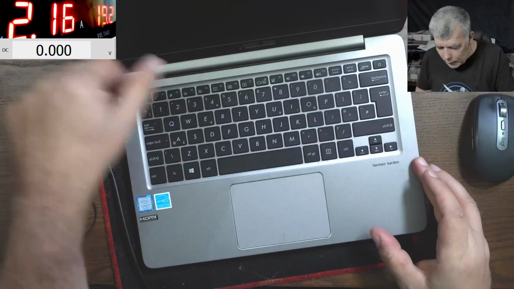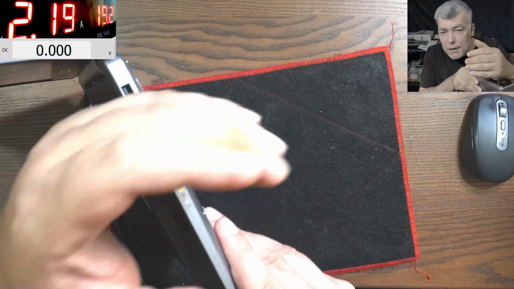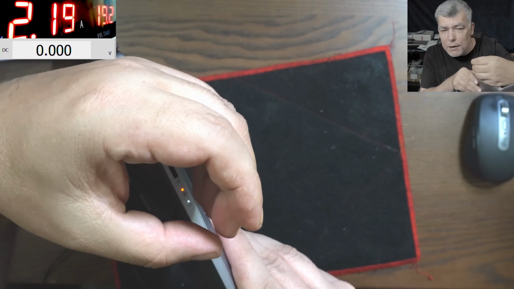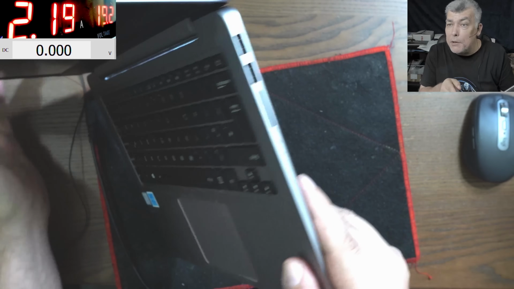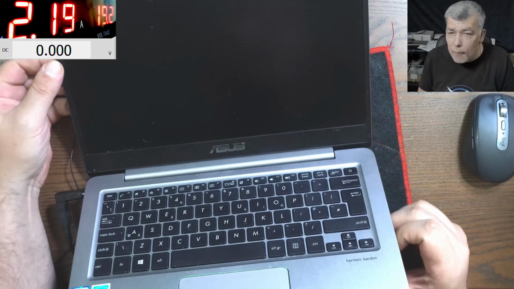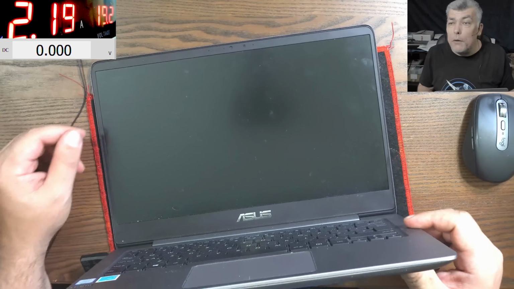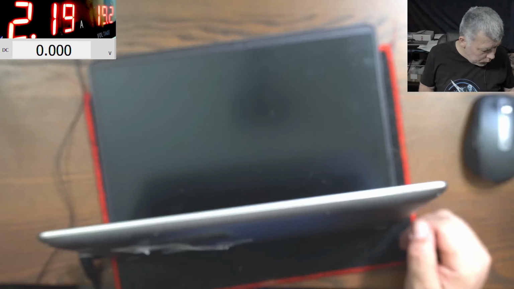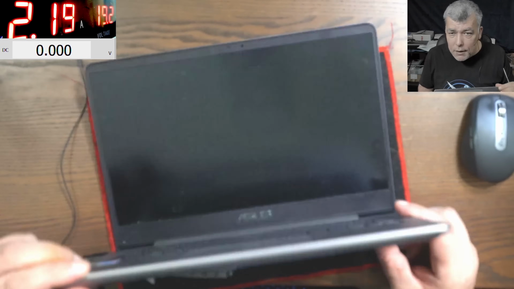But pressing the power button, we can see the laptop is coming on. You can see there we have the charging light and the power on light, but there's no picture on the screen. Kind of strange. So what do you think is the problem? We don't know yet, but let's open the laptop quickly and have a look inside.